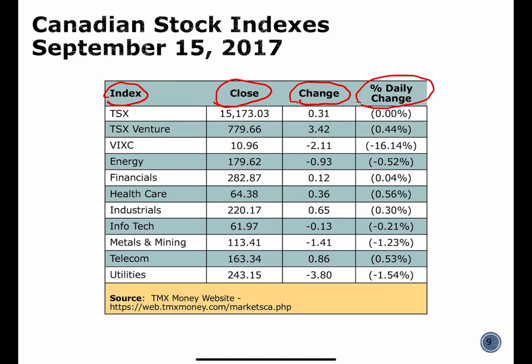For example, if you use 3.42 divided by 779.66, you will get 0.44%.